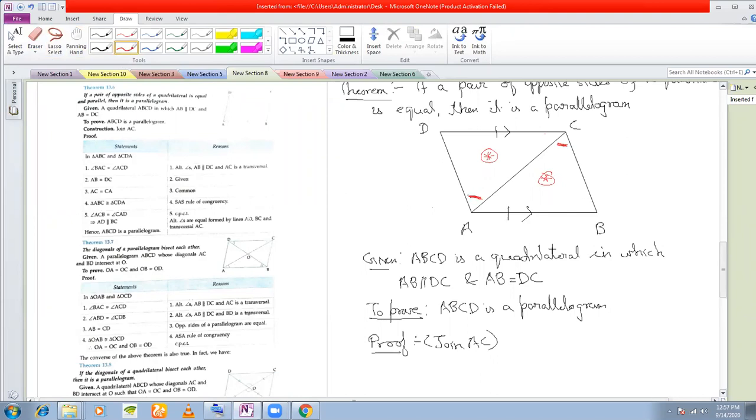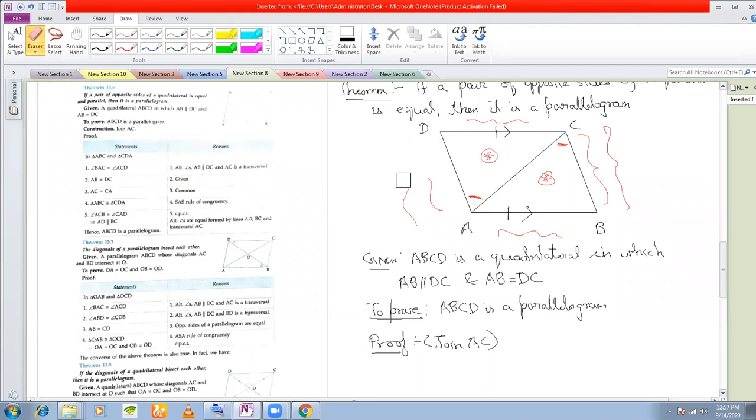But what do you see? Why are these two angles equal? By CPCT I have already shown that these two angles are equal. But what do you see? According to the figure, these two are alternate angles. Therefore, this must be parallel to this. So APCD is a quadrilateral in which this side is parallel to this side and this side is parallel to this side. Therefore, it must be a parallelogram.